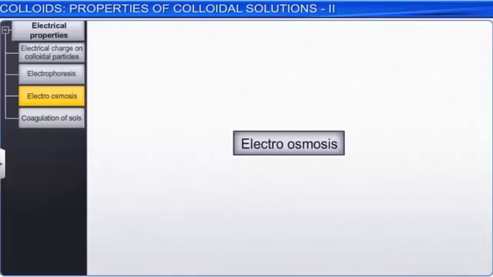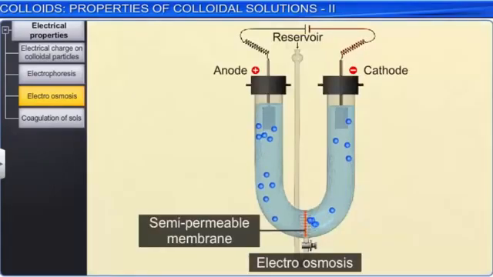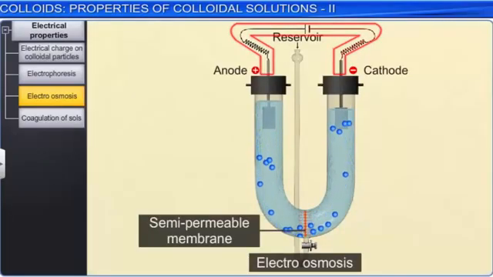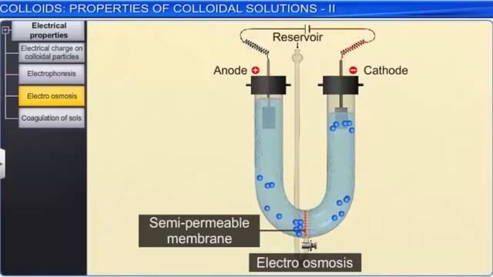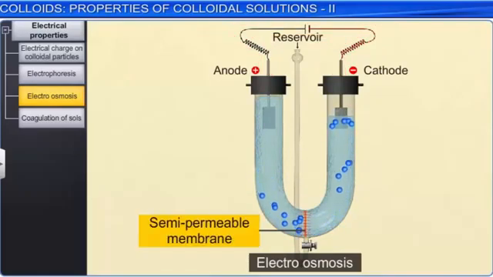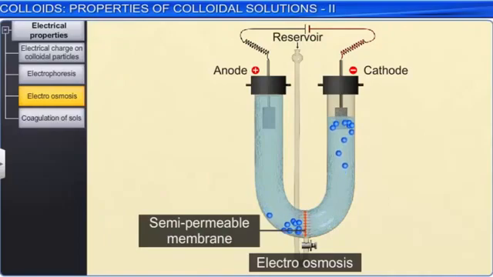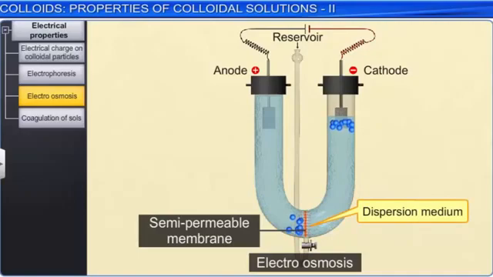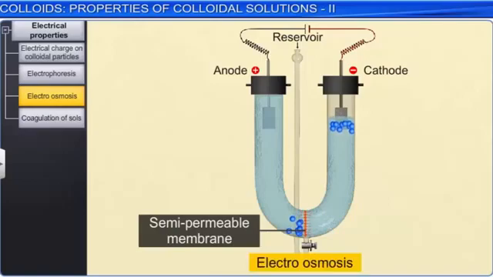Let us discuss another electrical property, electroosmosis. If an electrical field is applied to a colloidal solution and a semi-permeable membrane is used to prevent the colloidal particles from moving, then the dispersion medium moves in a direction opposite to the direction in which the colloidal particles would have otherwise moved. This phenomenon is called electroosmosis.